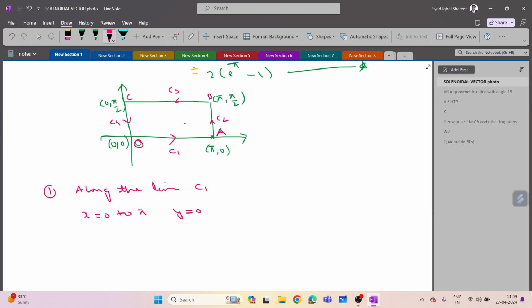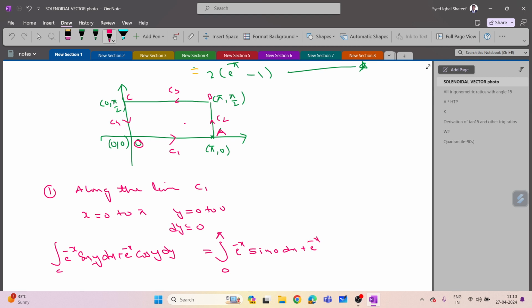What is our y? 0 to 0. 0 to 0 means derivative of constant is 0. So what is that? Taken over the curve C, e to the power of minus x sin y dx plus e to the power of minus x cos y dy. See, x is 0 to pi, e to the power of minus x. Y is 0, so sin y is 0, 0 dx. Plus e to the power of minus x cos y dy.